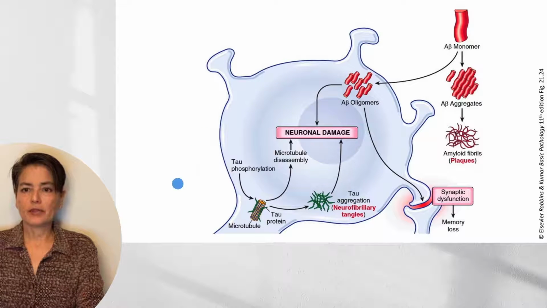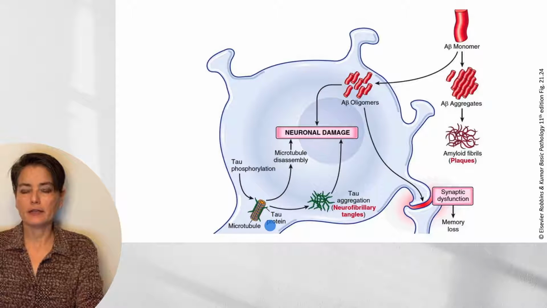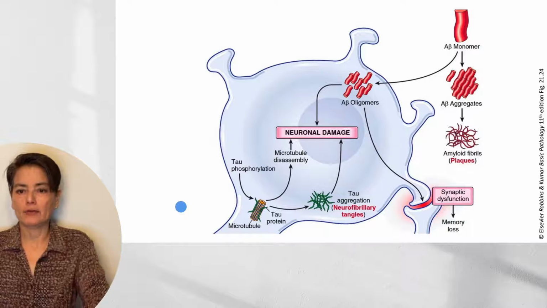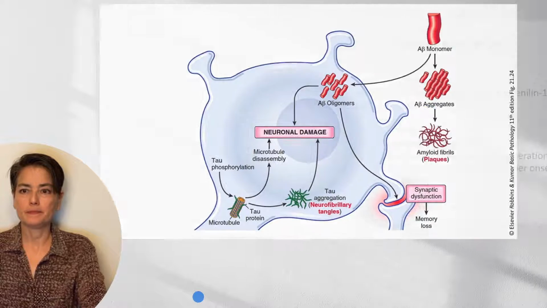Let's focus here on the left side of this figure, where we can see our microtubule with our tau protein associated here. With that tau phosphorylation, we're going to get microtubule disassembly, which is thought to contribute to neuronal damage. And then this tau itself will form these tau aggregates, these neurofibrillary tangles, that while intracellular here, with the death of this neuron, can then be found in the extracellular space.